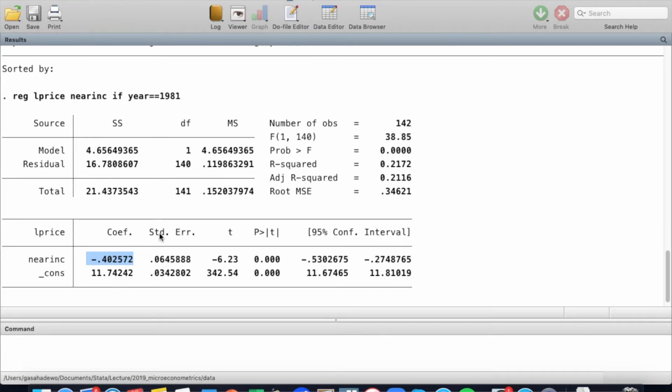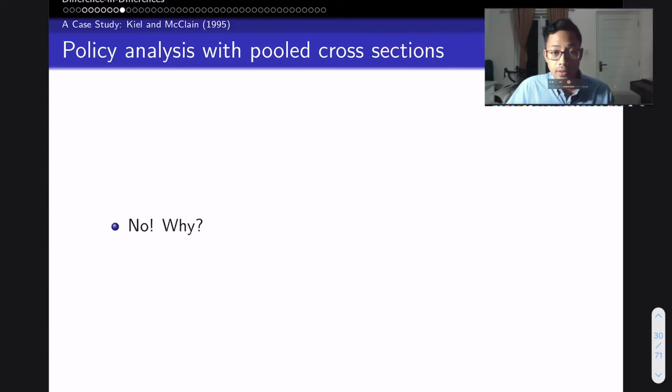So the answer is actually no. We cannot fully attribute the difference of 40% to the garbage incinerator. There are a lot of reasons why we can't attribute the 40% difference just to the garbage incinerator alone. Perhaps houses located in the area in which the garbage incinerator is built are actually quite different from houses located far away.